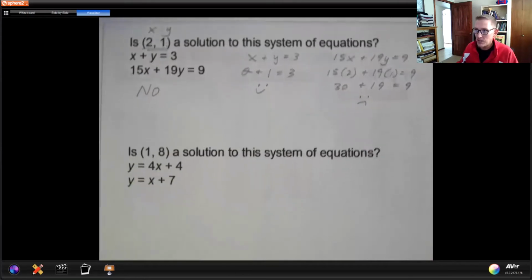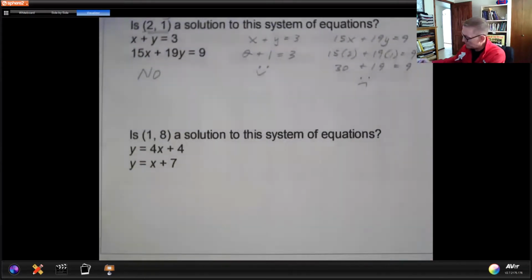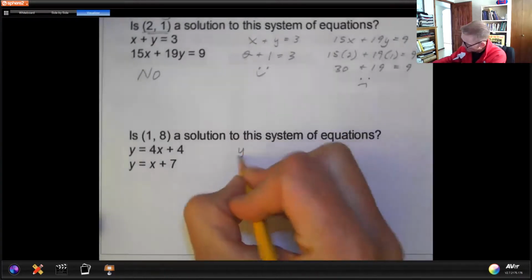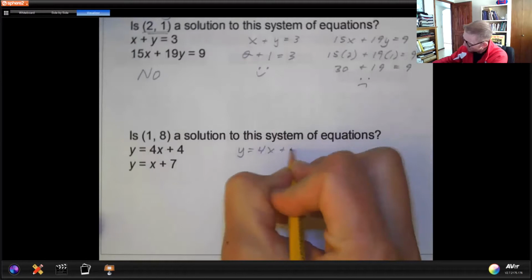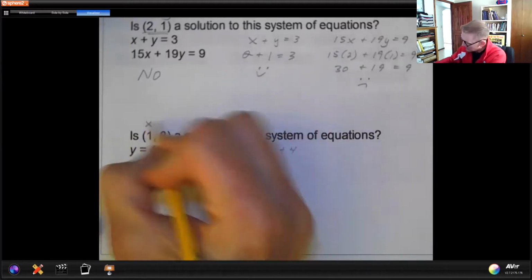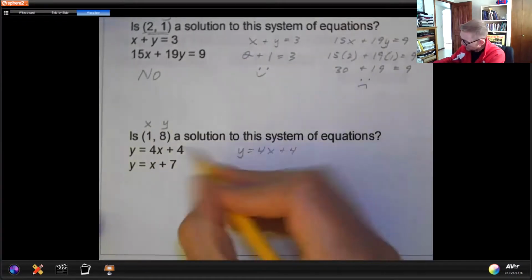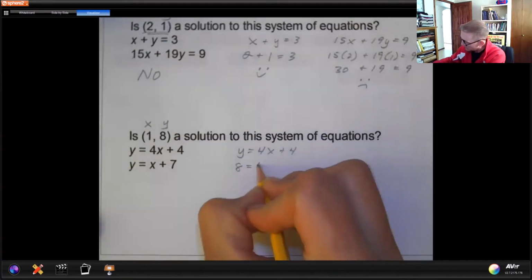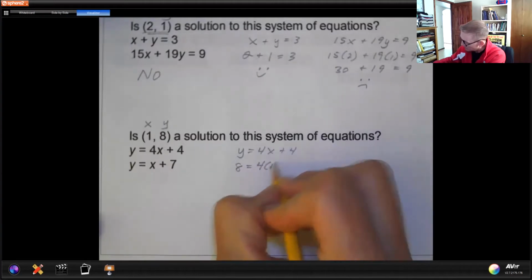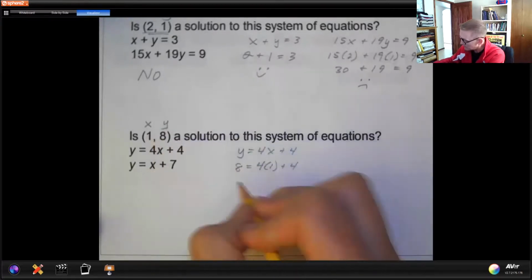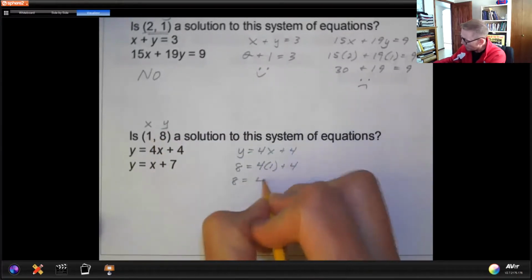So let's look at a second example of whether or not something is a solution. Now these are in mx plus b, so I could graph them and that would not be terribly difficult. But let's go ahead and do it algebraically. So y equals 4x plus 4. And this is the x and this is the y. So the y is going to get replaced with 8 equals 4, times 1 plus 4, because I put the 1 in place of the x. So 8 equals 4 plus 4.